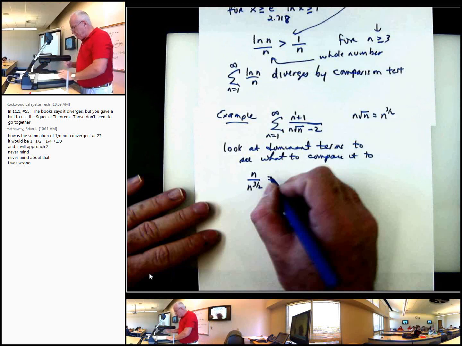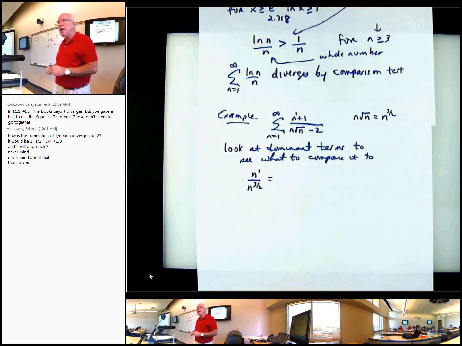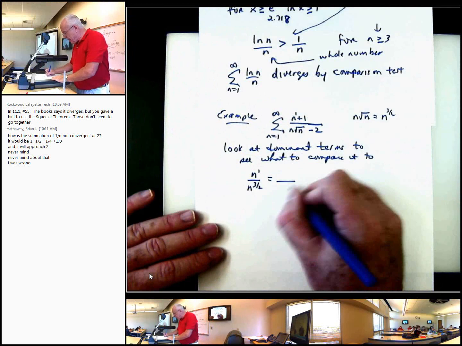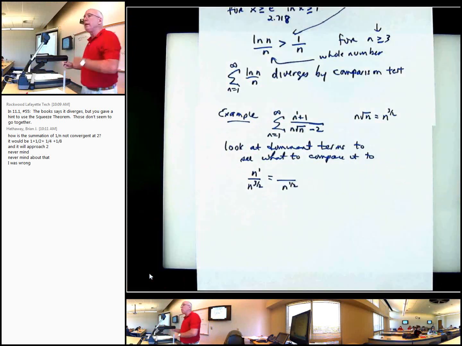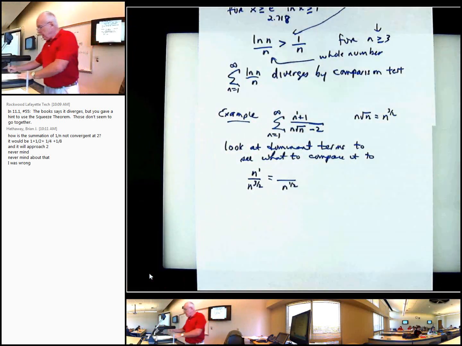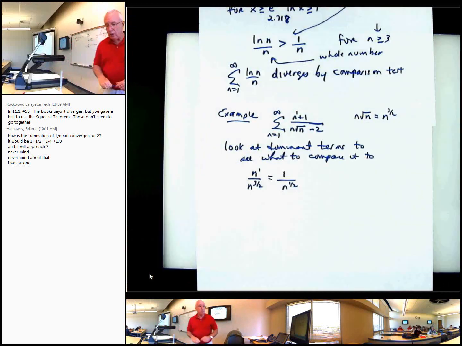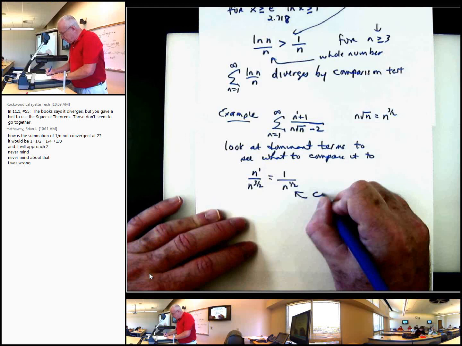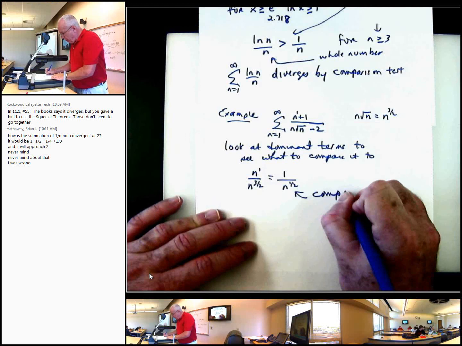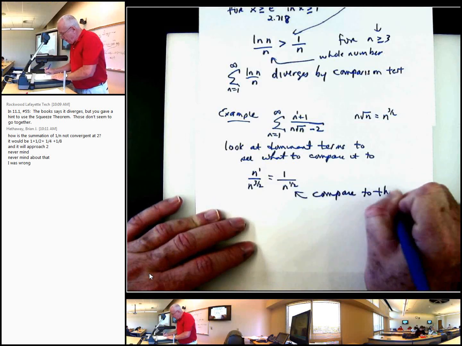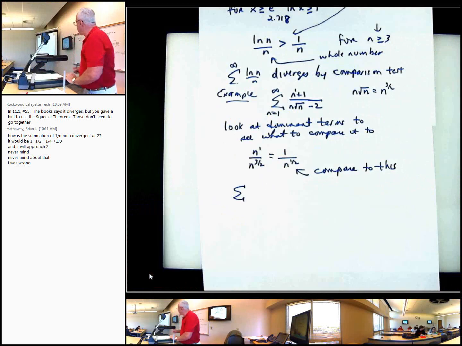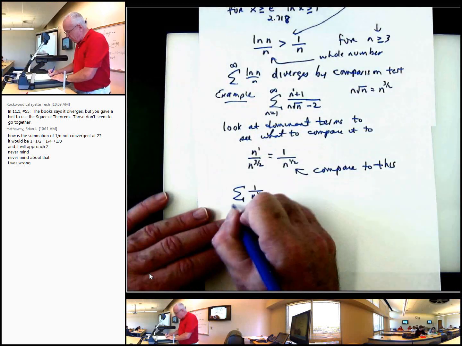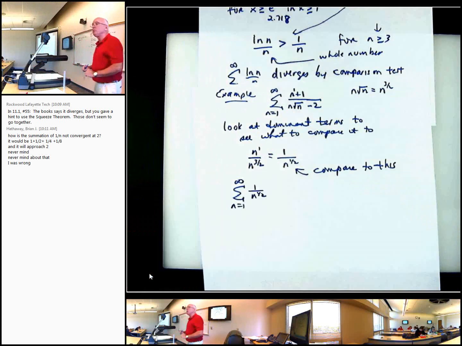This is n to the first power over n to the 3 halves power. We're going to subtract 1 from 3 halves, and we still have a 1 half down in the denominator. And in the numerator, we'll just put the number 1. Okay? So this is what we're going to compare it to. All right. So we're talking about the series then, summation of 1 over n to the 1 half power as n goes from 1 to infinity.